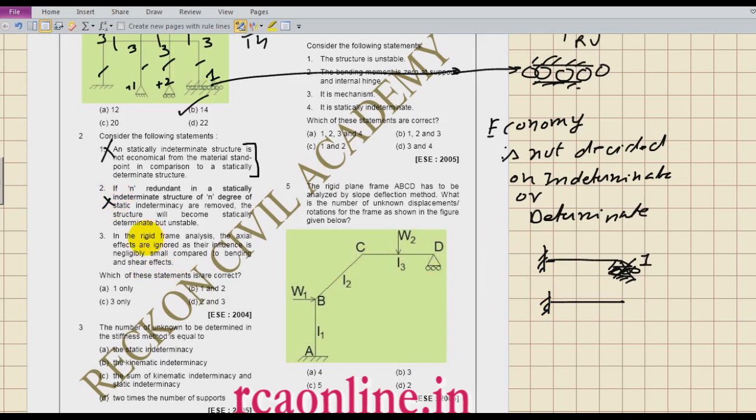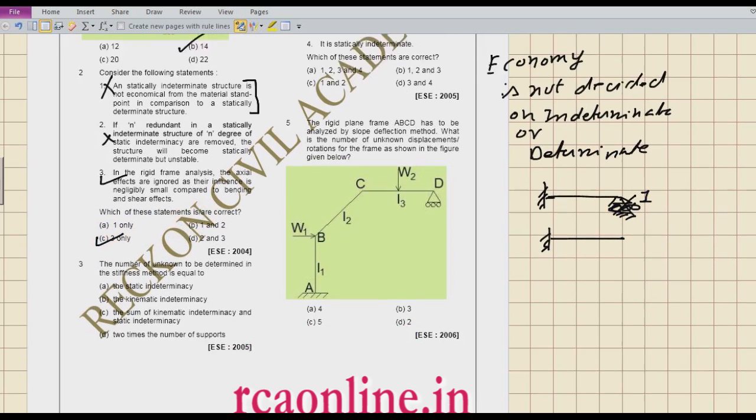Now see the third one. In the rigid frame analysis, the axial effects are ignored as their influence is negligible, small compared to bending and shear effects. This is correct. We mostly ignore the axial deformation, as I have discussed in my videos also, because there is not much influence of axial effect. So what is the right answer? Only 3.